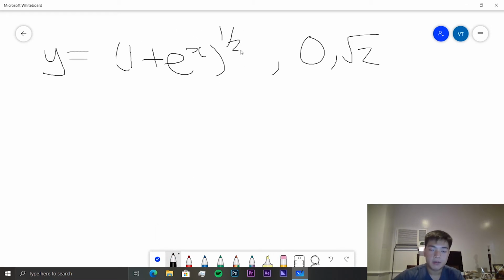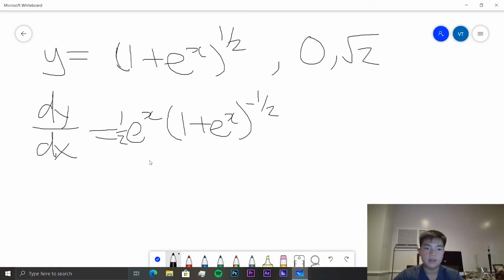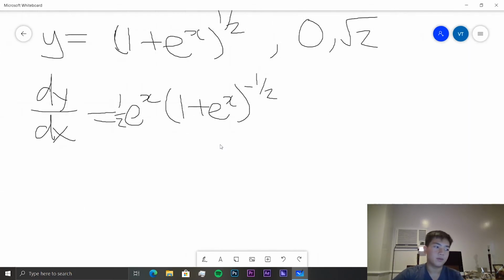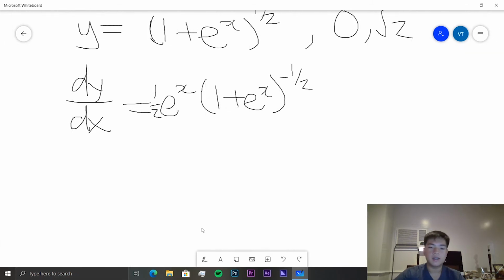So we can use the chain rule to find out what the derivative is. So this is simply equal to the derivative of the inside, e to the x, times the derivative of the outside. So it will be 1/2 e to the x times 1 plus e to the x to the negative 1/2. So this is dy over dx. Now we need to find the gradient at this point.